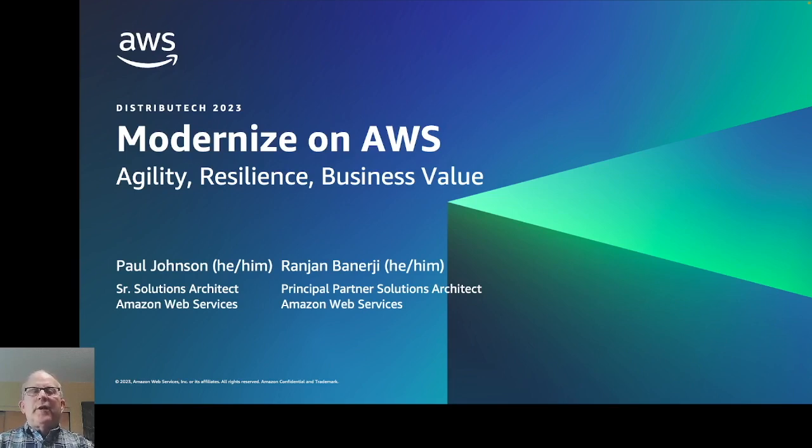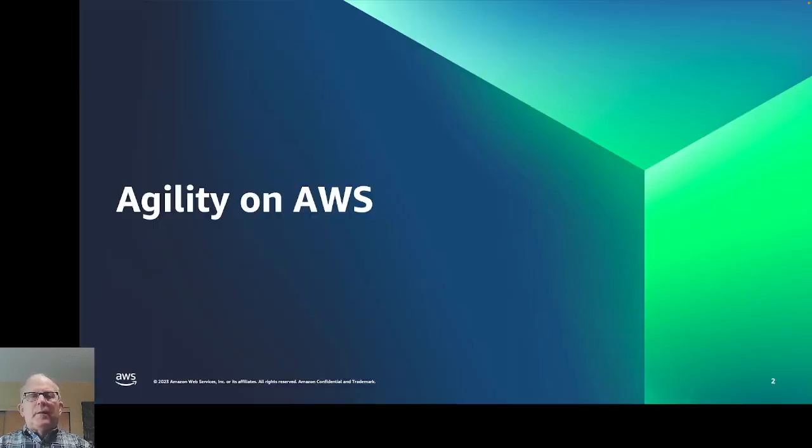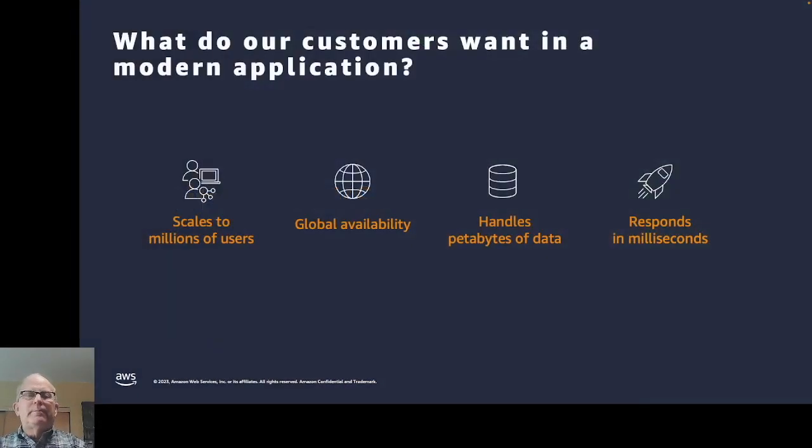Welcome to my talk today entitled Modernize on AWS for Agility, Resilience, and Business Value. Let's start by focusing on agility on AWS. Whatever the organization, our customers want to become more agile so they can innovate and respond to change faster.